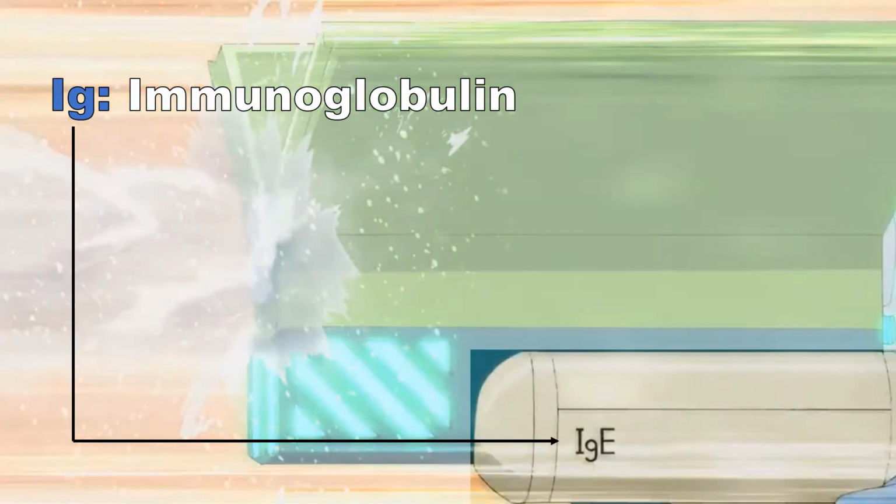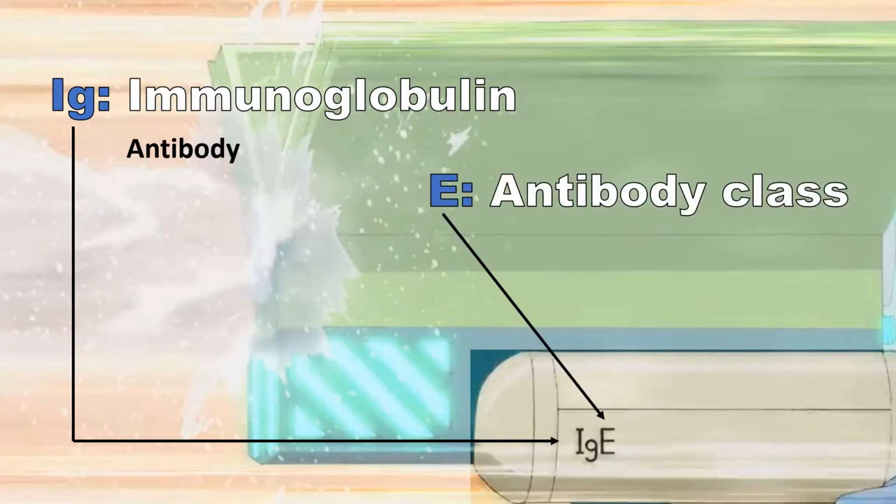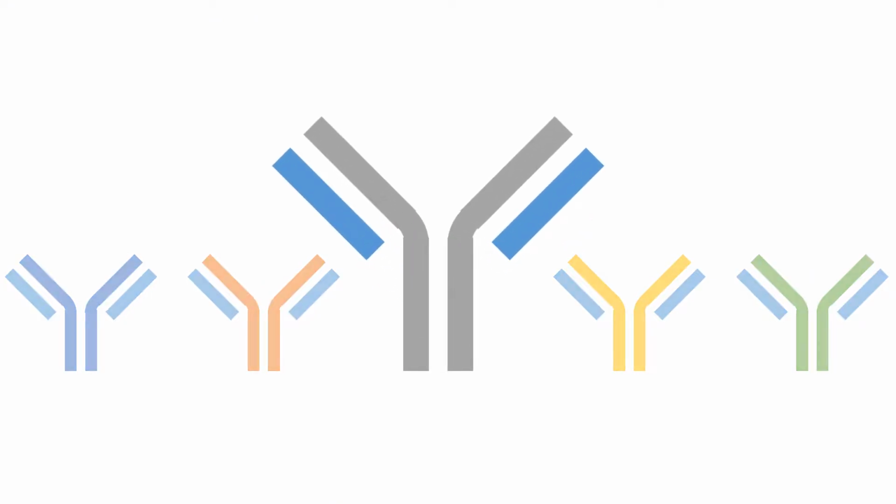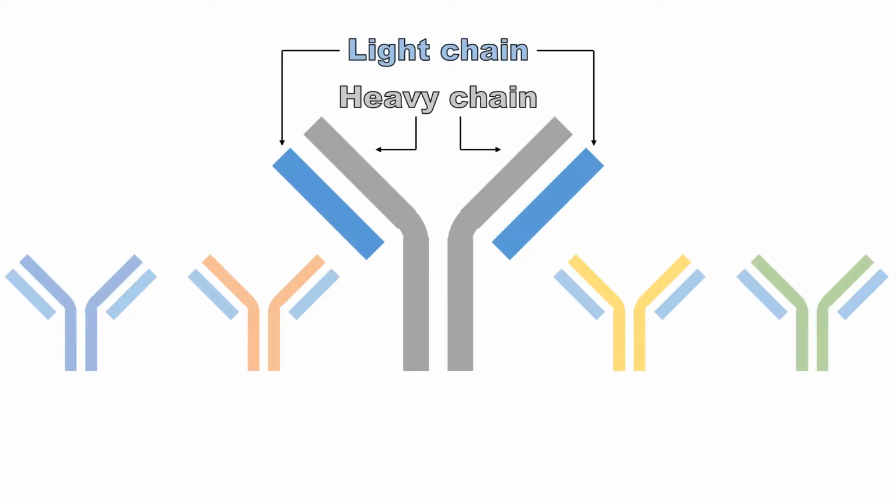Ig stands for immunoglobulin, another word for antibody. E refers to its class, of which there are a total of 5 classes of antibodies. The antibody consists of 2 parts, the heavy chain and the light chain, named after their sizes.